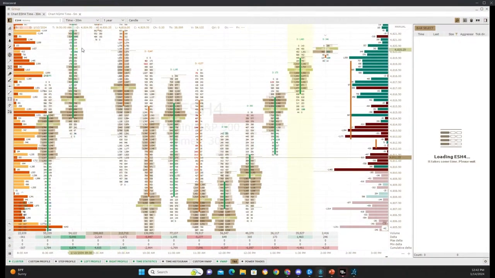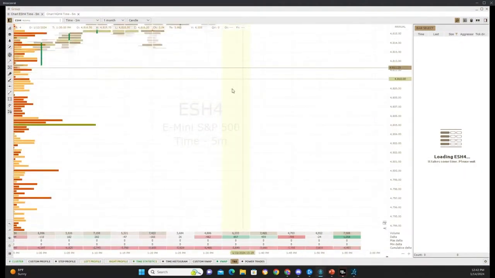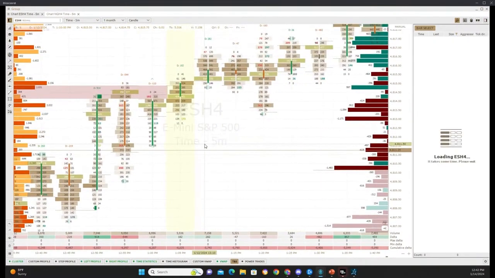Okay, so is anyone not comfortable with imbalances? Are you guys okay when you see them, what it means, how to play them?